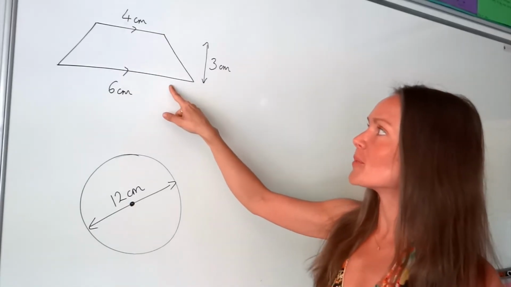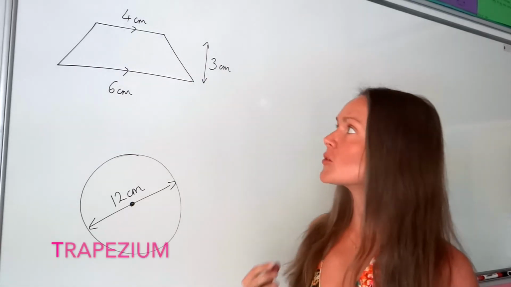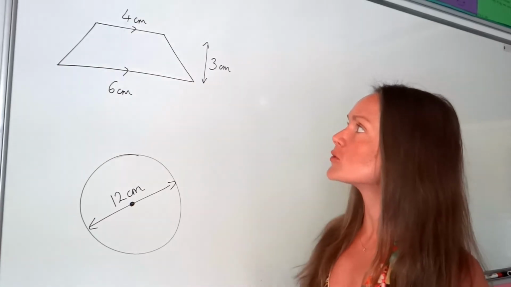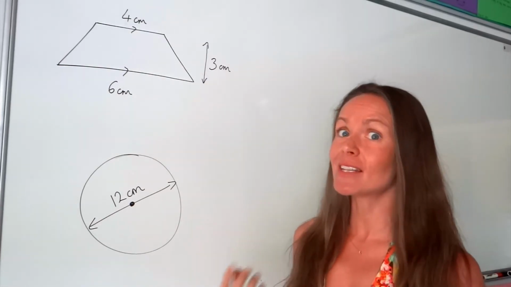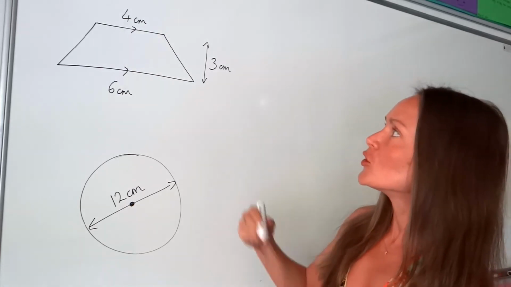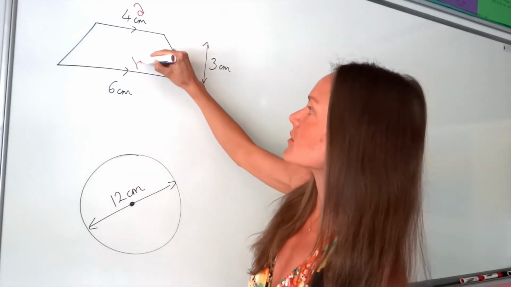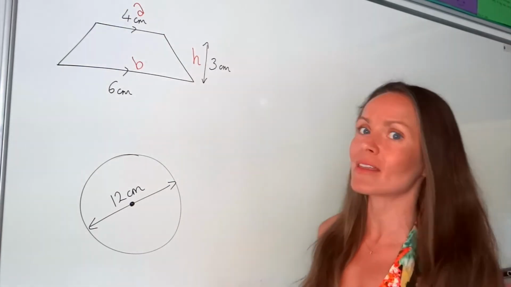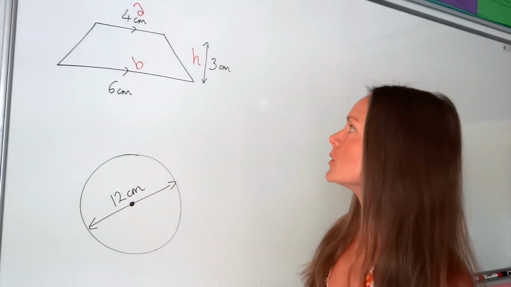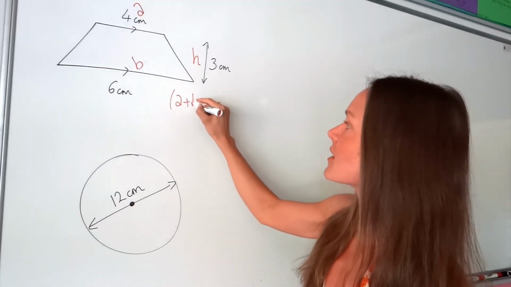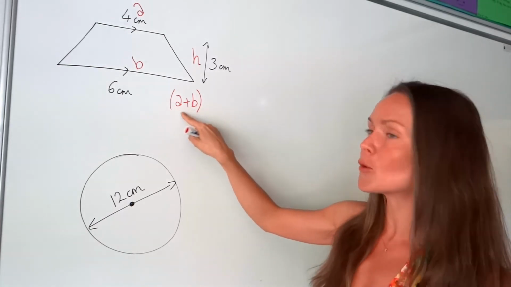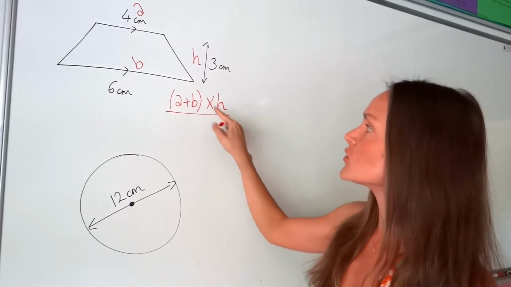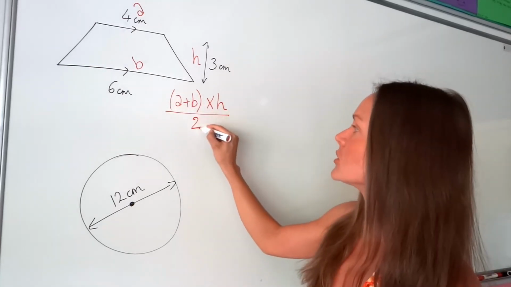Okay, so the next shape up here is called a trapezium. It's a four-sided shape and it has one set of parallel sides. To work out the area of a trapezium, it's a little bit more difficult to remember this one. You have to add together the parallel sides, and I'm going to call those A and B. Then you have to multiply by the height and then divide all of that by 2. When you add the parallel sides together, make sure you add both of them together before you multiply by the perpendicular height. So you need to put them in brackets and then you can divide by 2.